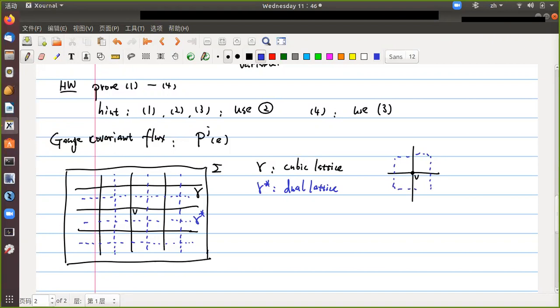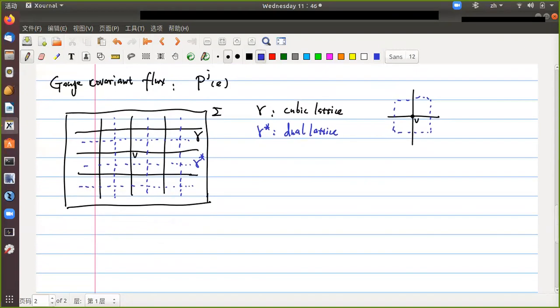box enclosing this V. What I'm drawing is just a two-dimensional picture. What I'm drawing is actually a two-dimensional lattice and a two-dimensional dual lattice. But actually, sigma is three-dimensional, which means I have suppressed one dimension. Therefore, we have to draw a three-dimensional picture, so let me try to draw one.